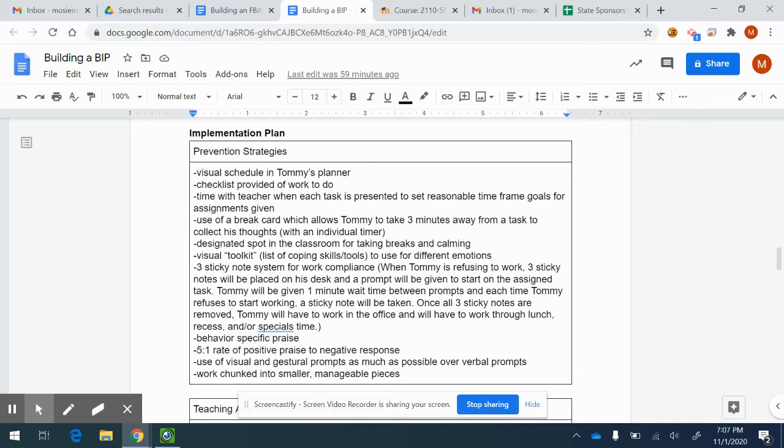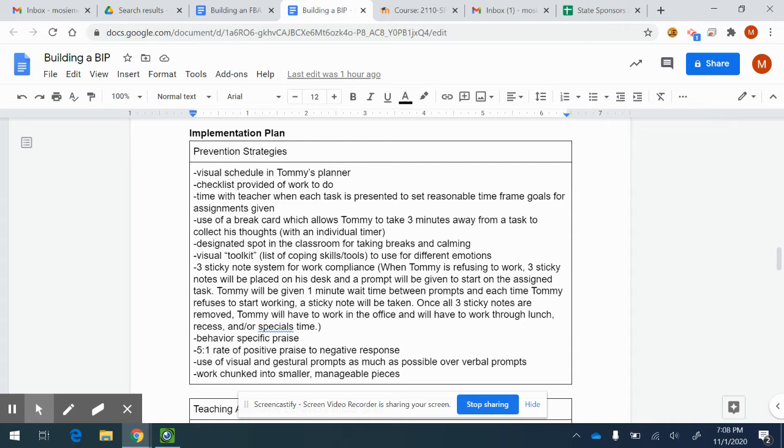The 3 sticky note system for work compliance. Sometimes Tommy just refuses to work despite our best effort to encourage him to work or to offer reinforcement for work. Sometimes there are just times when Tommy is not having it, he's not going to work. When he's just blatantly refusing, and typically we hear, no, I'm not doing it, and he just shuts down. A lot of times, head goes down on the desk, or he'll push his paper on the floor. So when he's blatantly refusing to work, the 3 sticky note system will be put in place.